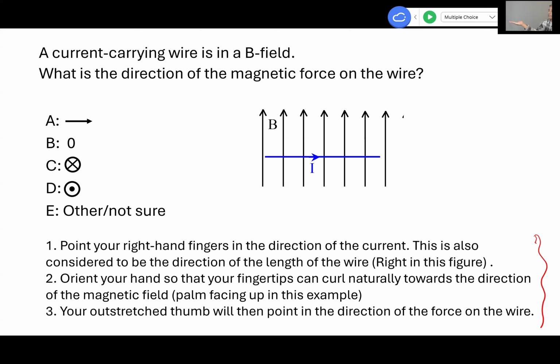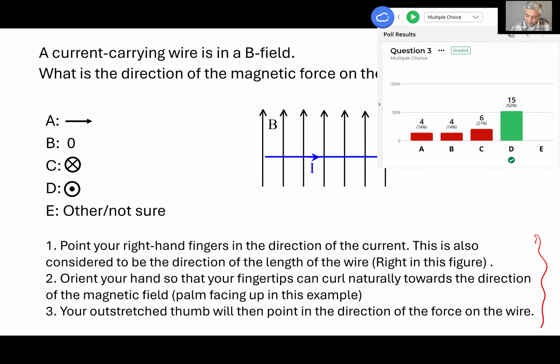See, if I do that, then I can curl up, but the magnetic field is not going up. The magnetic field is going on the side. So what I need to do is turn this so that I can curl in the direction of the magnetic field. Means now the thumb is pointing up, means it's coming out from the screen. Okay. So that's why D is the correct answer in this case.